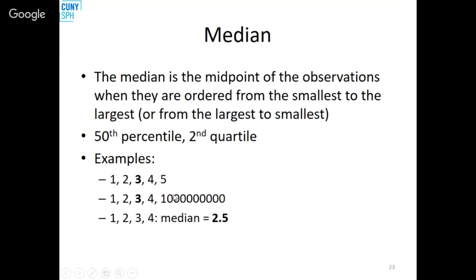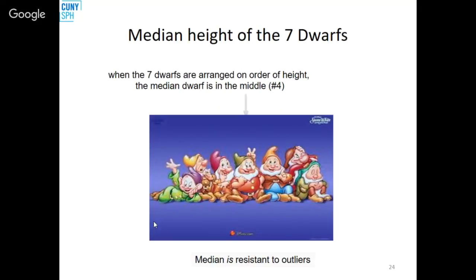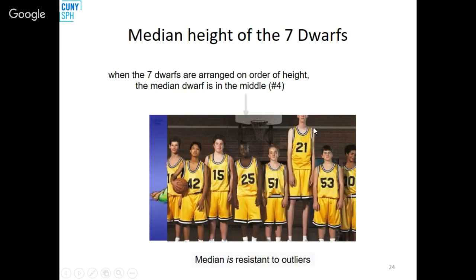So, examples. This is pretty easy, but the main point here with this odd number of observations is that the median in these first two does not change whether the last number is 5 or 100 million. So median, on the other hand, is robust to outliers. It's resistant. Those were dwarfs. Instead, it would be the middle dwarf. And again, it's resistant to outliers.